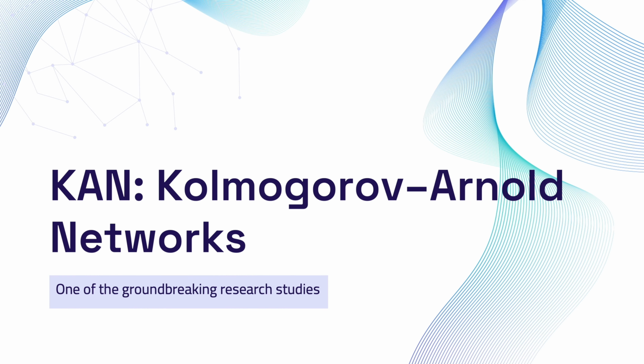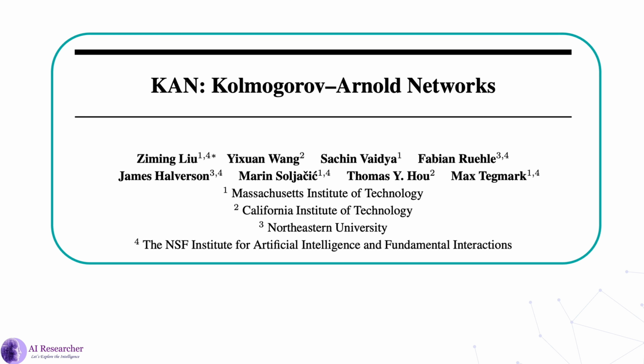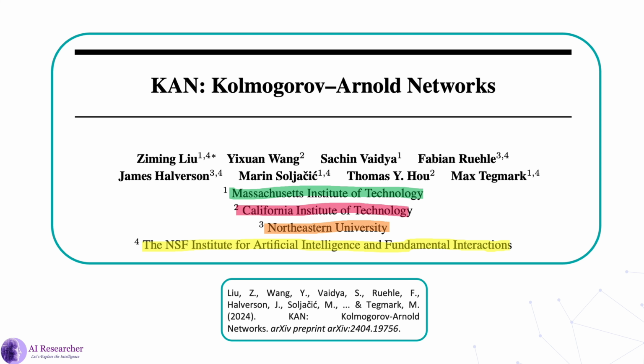So before we enter into the paper details, we will see the title and authors of the paper. The title is KAN, Kolmogorov-Arnold Networks. This research paper is related to a specific type of neural network, or we can say mathematical model, and the authors of this paper are from institutes such as MIT, California Institute of Technology, Northeastern University, and the NSF Institute of AI and Foundational Interactions. I also left the reference of the paper here.